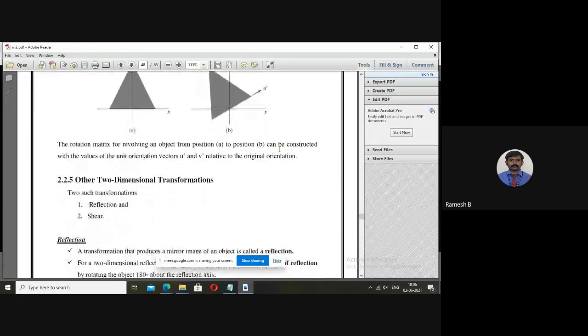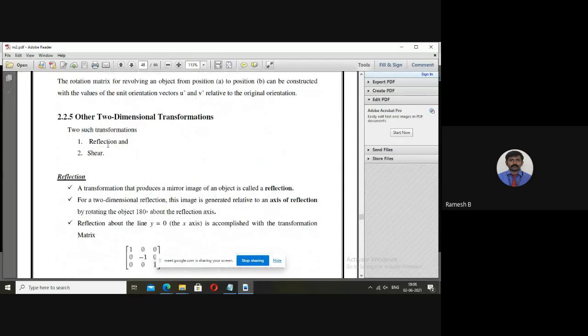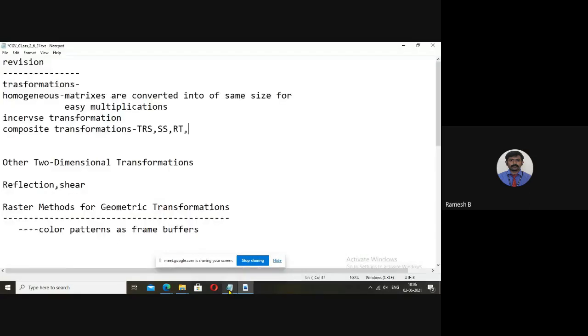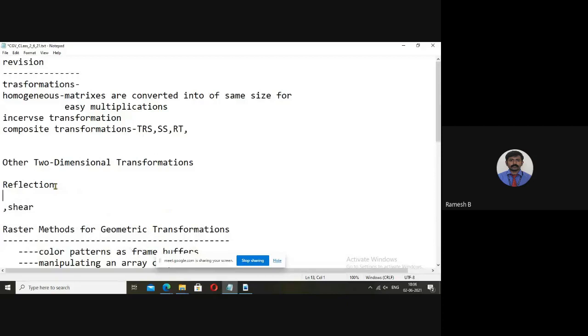In today's class, we're going to learn reflection and shear. These are the other two two-dimensional transformations. So the first one is reflection.